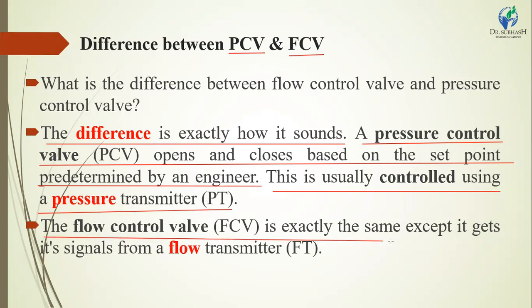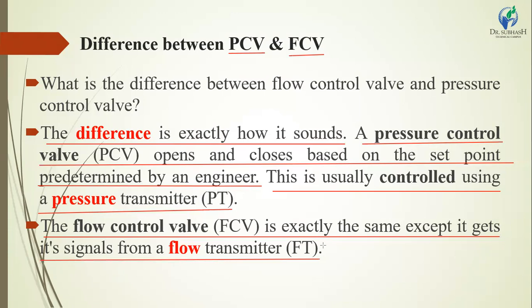The flow control valve, FCV, is exactly the same, except it gets a signal from a flow transmitter. Here we have to attach a flow transmitter. The flow rate in the hydraulic line may be considered in liters per minute or per hour. How many liters can pass through this line? We attach the flow transmitter and gain an exact measurement. Then we control the FCV, deciding how much fluid we allow to pass inside the line.